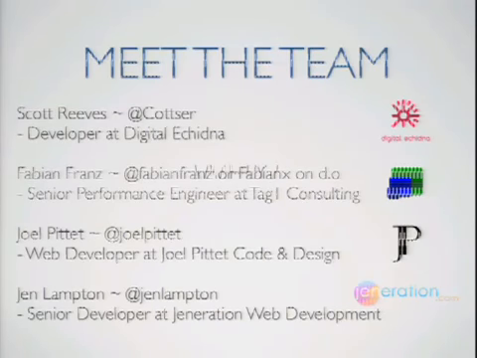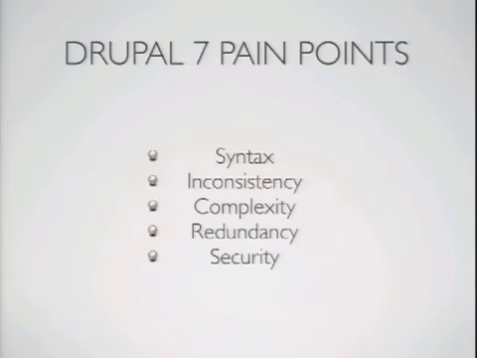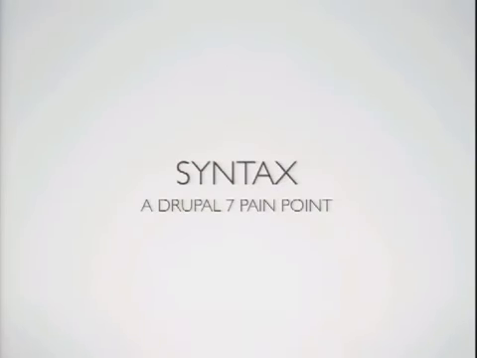All right, so now that you know who we are, why are you here, and what is this talk about? We want to talk about the pain and what we have done and what we are going to do to try and take that away, and so to give you a better theming experience. So we're going to talk about syntax, inconsistency, complexity, redundancy, and security. This is just an overview, so we'll talk about each of these. Jen, do you want to talk about syntax?